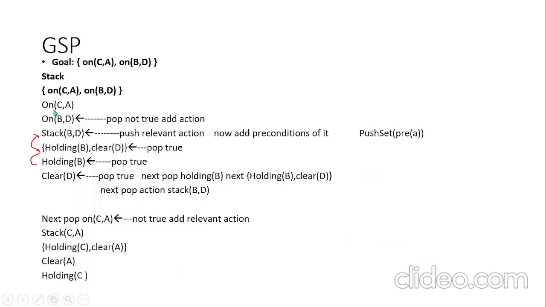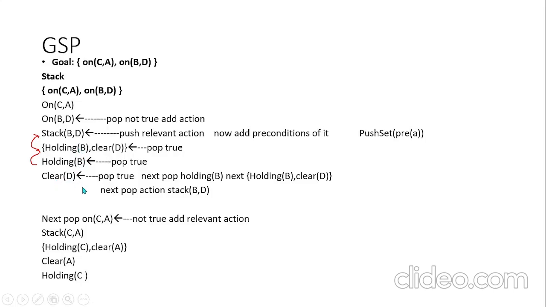First we are writing on CA, on BD, whatever is the goal, then write separately on the stack. First pop out the first one, on BD, and check whether it is there in the state or not. That is the starting state. It is not there in the starting state, so that's why not true. Whenever it is not true, add the relevant action. That relevant action is stack BD. Along with the relevant action, add the preconditions of this action also. Preconditions of stack BD are holding B, clear D. So after writing this one, we have to write separately holding B, clear D also.